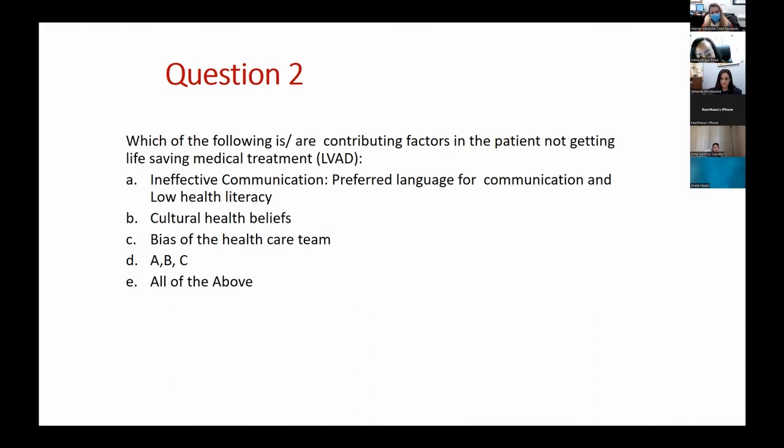So everybody's right. The cultural health beliefs: initially, he didn't want to have the LVAD because he didn't want to appear to be weak and needing a device. But he also has low health literacy. He doesn't understand his medical care. And of course, bias of the healthcare team. They figure, you know what, he doesn't want it. We're not going to try and push it on him, but ultimately it would save his life, right? Or give him more, longer years. So that is correct. So let's move on quickly now.